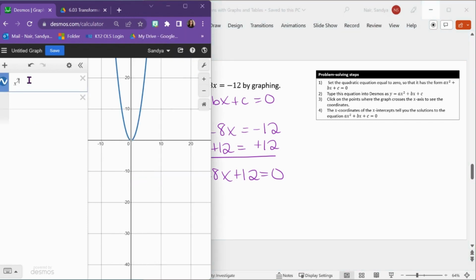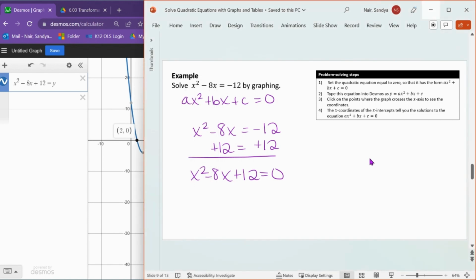I have x squared minus 8x plus 12 equals y, and that's the equation that I entered in Desmos. So when I click on these 2 points, you can see that I have two x-intercepts. The coordinates are (2, 0) and (6, 0). So that means that this equation has the solutions x equals 2 and x equals 6, right? Because those x-coordinates of the x-intercepts tell us the solutions to the equation.